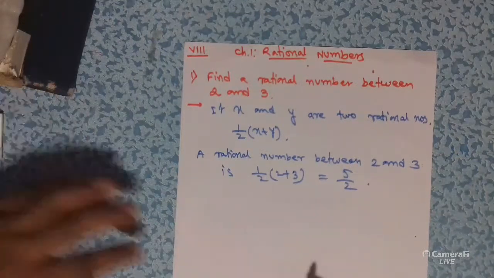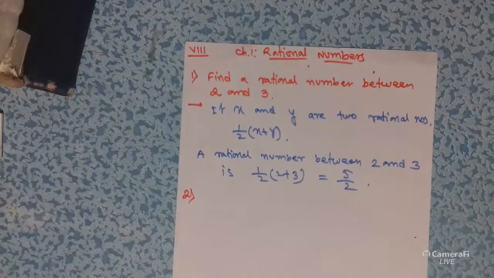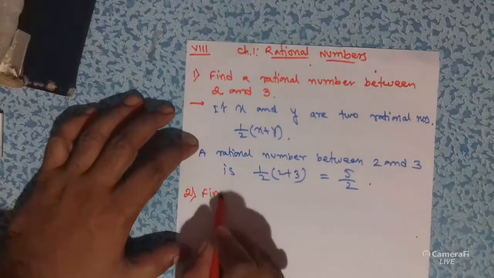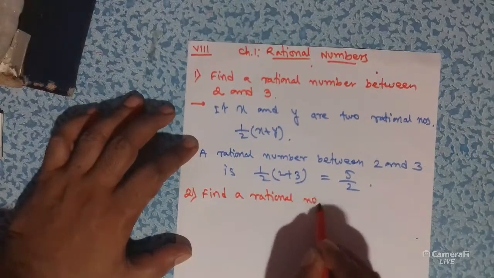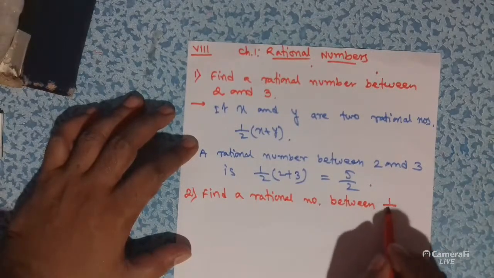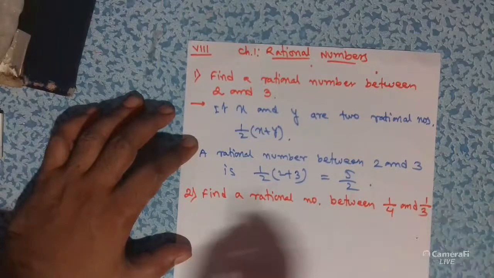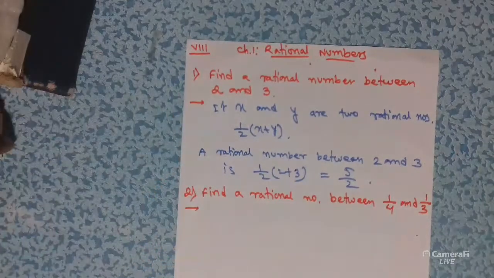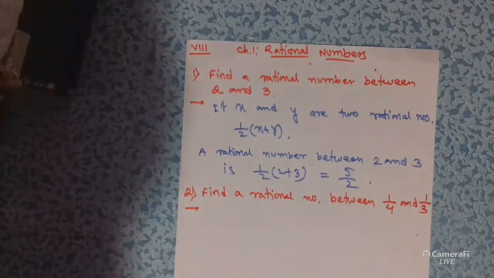Now solve another one. I will give you a similar problem. Find a rational number between 1 by 4 and 1 by 3. So solve it and send me the answer, students. Find a rational number between 1 by 4 and 1 by 3.